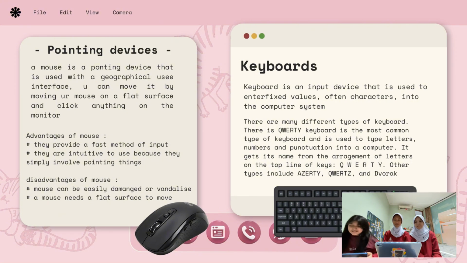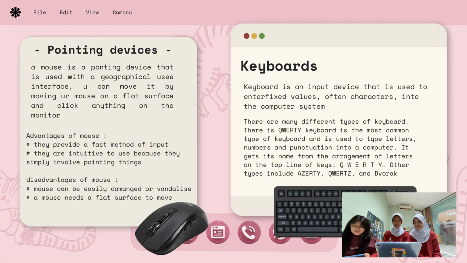Pointing devices. A mouse is a pointing device that is used with the graphical user interface. You can move it on a flat surface and click anything on the monitor. Advantages of a mouse: it provides a fast method of input. It is intuitive to use because it simply involves pointing at things. Disadvantages of a mouse: it can be easily damaged or vandalized. A mouse needs a flat surface to move.